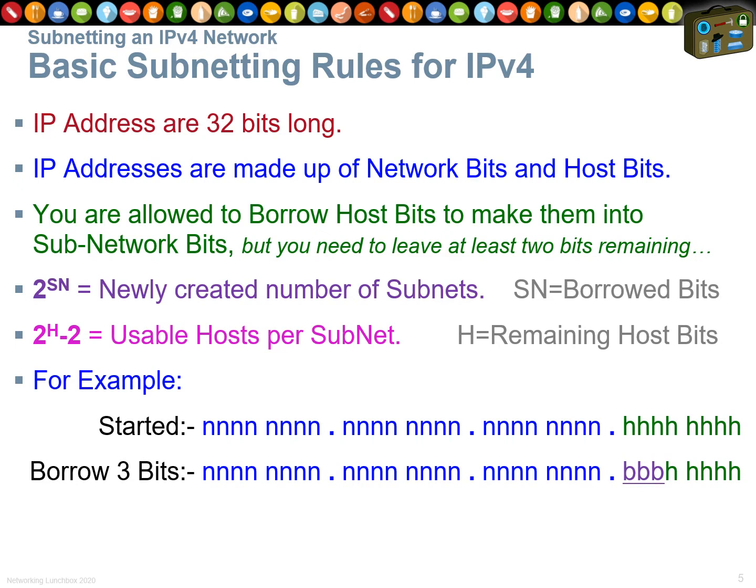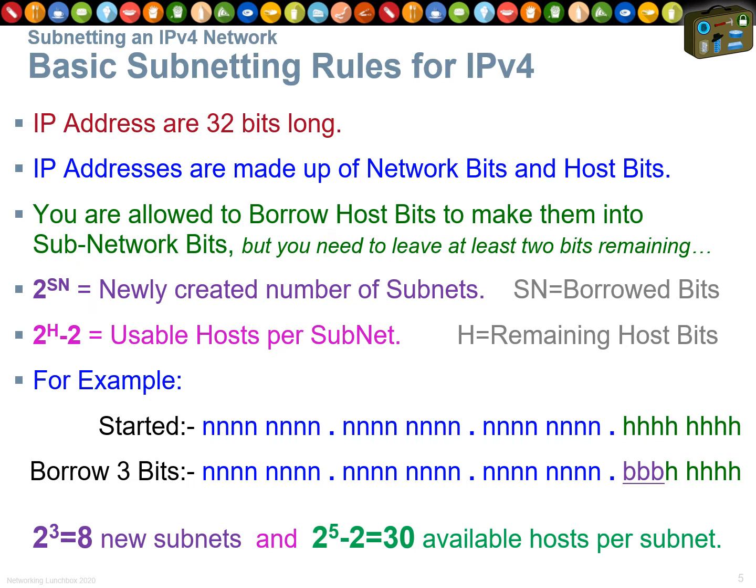So we started with 24 network bits and 8 host bits. We borrowed 3 of those host bits and made them now subnet bits. So 2 to the power of 3 equals 8. So we have created 8 new subnets. And there are 5 bits left over. So 2 to the power of 5 minus 2 equals 30. So we started with one network with 254 hosts. We borrowed 3 bits. We now have 8 new subnetworks, and each of those has a maximum capacity of 30 hosts per subnet.